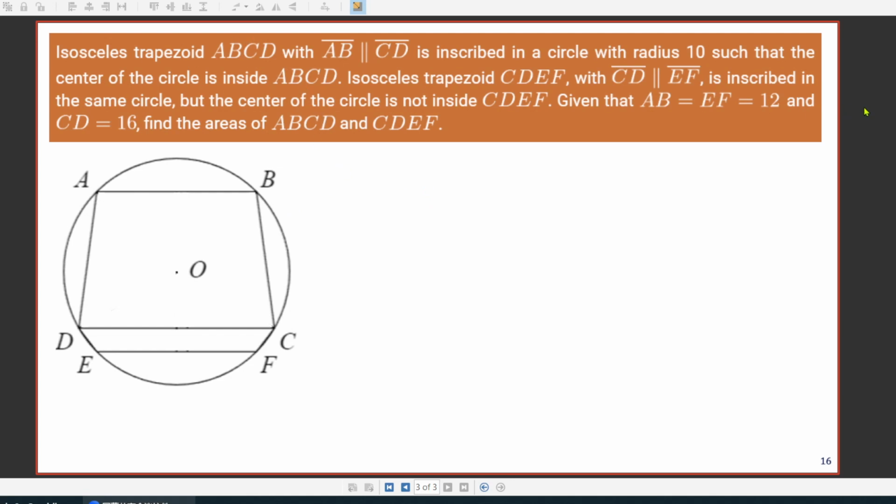Well, let's consider this question here. Isosceles trapezoid ABCD with AB parallel to CD is inscribed in a circle with radius 10, such that the center of the circle is inside ABCD. Isosceles trapezoid CDEF with CD parallel to EF is inscribed in the same circle, but the center of the circle is not inside CDEF. So the diagram is shown here to you. And given that AB equals EF equals 12, and CD equals 16, can you find the area of ABCD and CDEF?